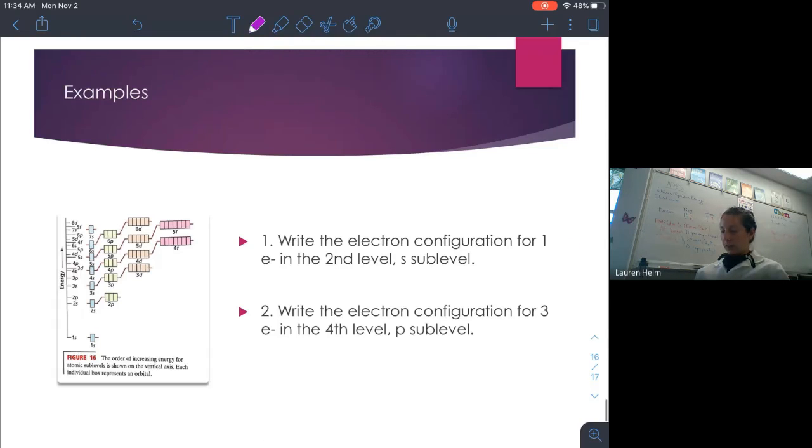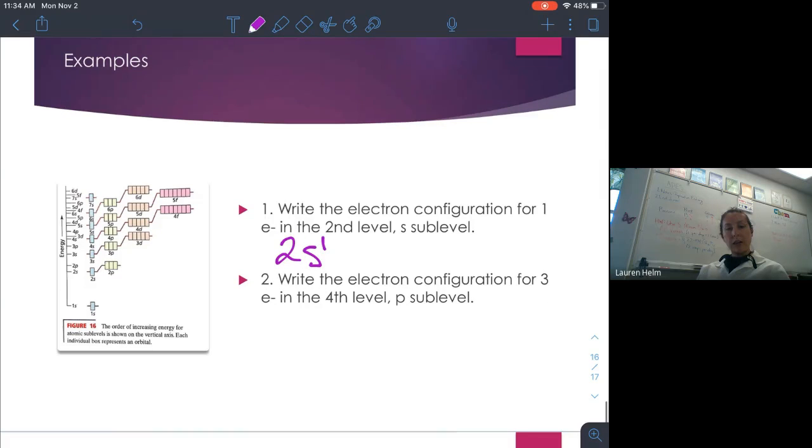So how do we write these? We want to write the electron configuration for one electron in the second level S sublevel. How would we show just that? Well, we're going to start with the energy level, 2. What sublevel? S. How many electrons? 1. I recommend you pause it here and try number 2 and then check back in for the answer.